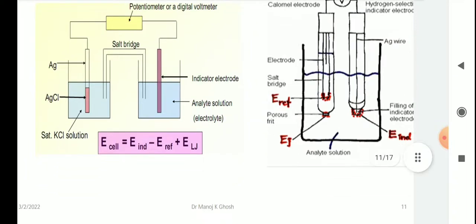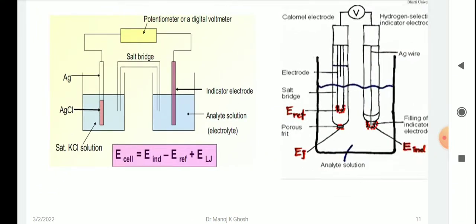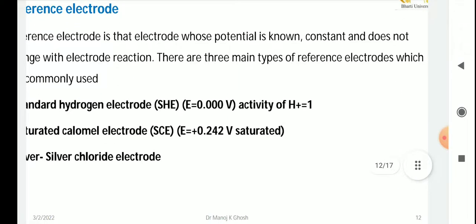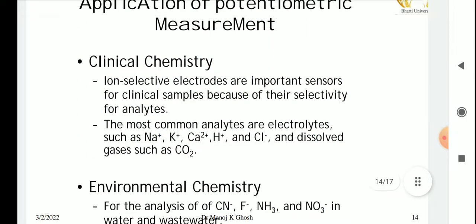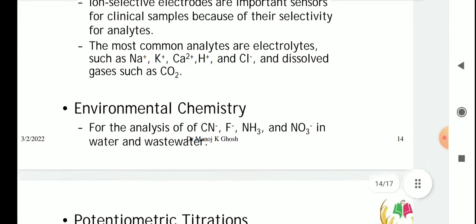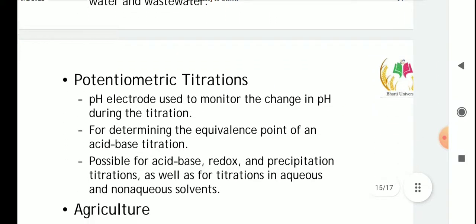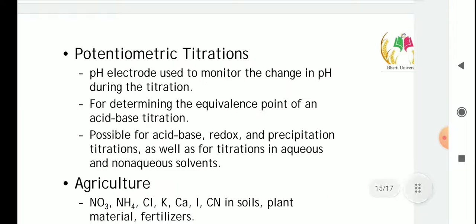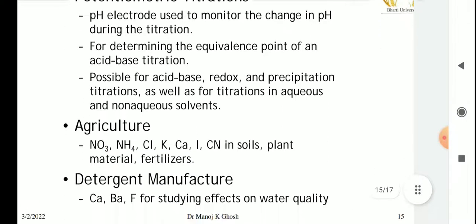Okay, this is the technique through which we can determine the potential of any salts or electrolytes. Here are given the types of reference electrode: the standard hydrogen electrode, saturated calomel electrode, and silver electrode. Okay, these are the applications. It is used in clinical chemistry. It is also used in environmental chemistry, for the determination in potentiometric titration, and for agriculture.